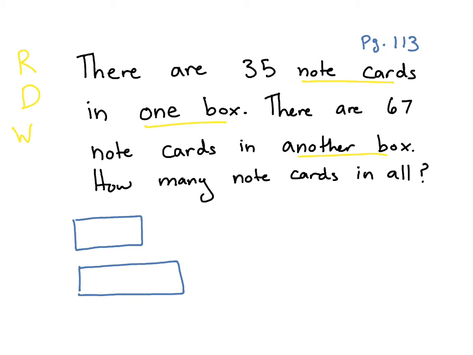All right, how many are in the first box? There are 35 note cards in one box. So this box has 35. Go ahead and draw that on your paper. And how many are in the other box? There are 67 note cards in the other box. So I'll do a little 67 above that box.